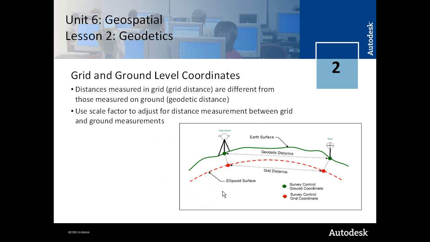Very important to understand in mapping is the difference between a ground level measurement and a grid level measurement. If you measure a distance on the ground, it is going to be different than that distance measured on the corresponding map projection. And that's where you would use a scale factor. You may have heard of the term scale factor to scale distances, and that's going to equate a ground level distance to a grid level distance, or a grid level distance to a ground level distance.